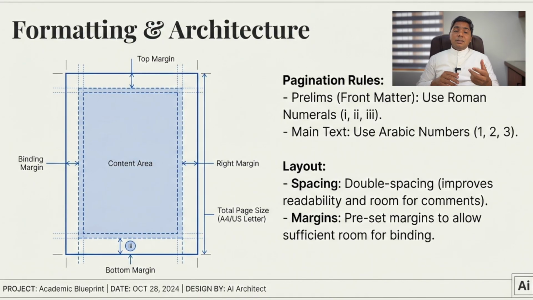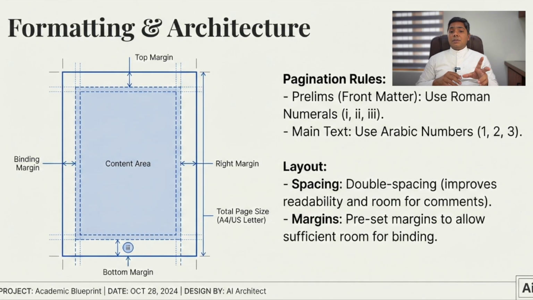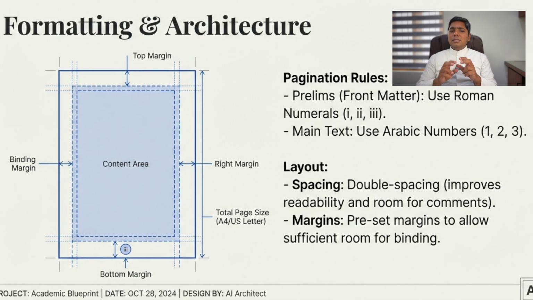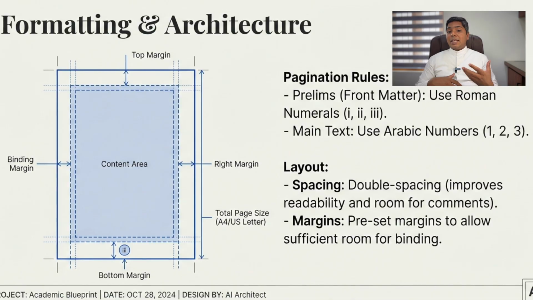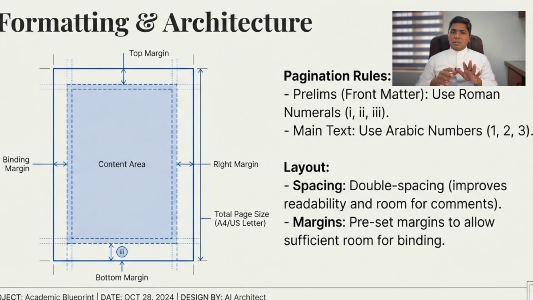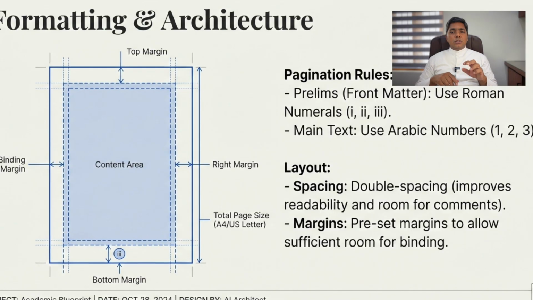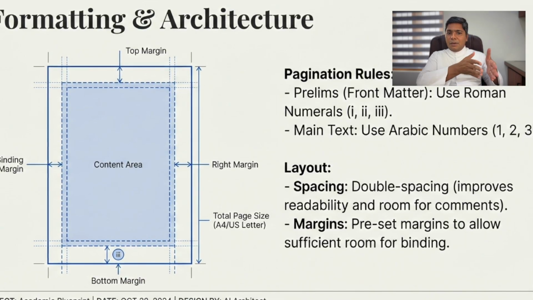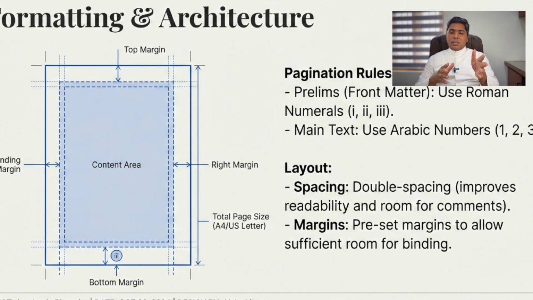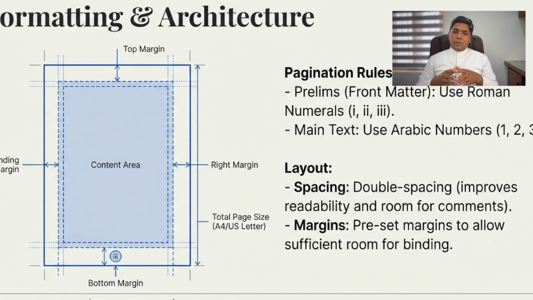Next one is spacing and margins. Most institutions require double spacing for main text. It is because it makes the document easier to read and provides space for the examiners to write comments. Use standard margins, typically 2.5 centimeters or 1 inch on all four sides. Some institutions require wider left margins to allow for binding. So check the instructions of your institute or university for such matters.